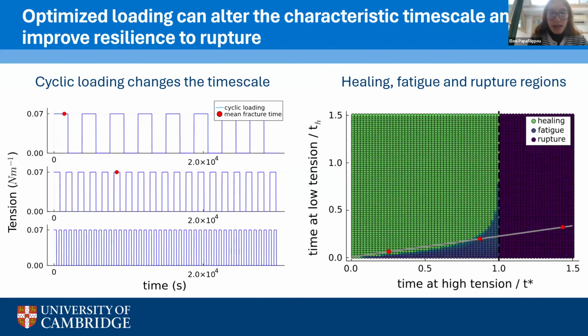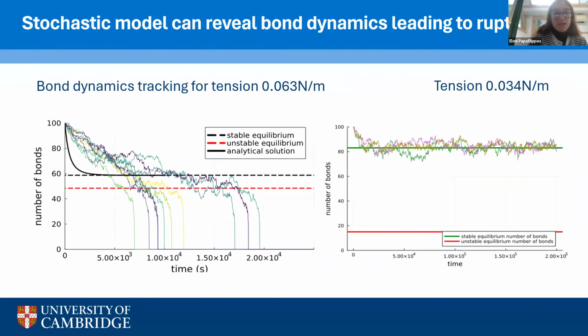And actually I have a plot that might make this also a bit clearer. So here on the left, you have 100 bonds very close to that critical value. So this is 0.063, where the critical value is 0.064. And you see that because of this stochasticity, even though this value is below your critical, these simulations still break.